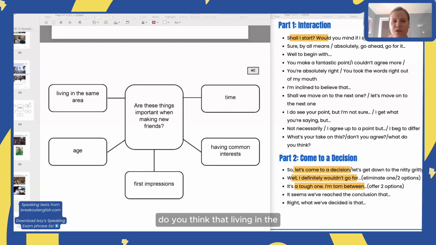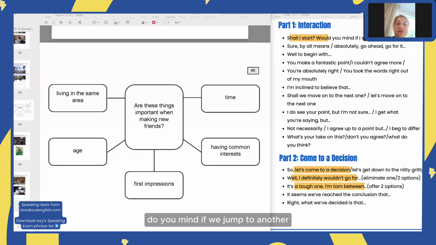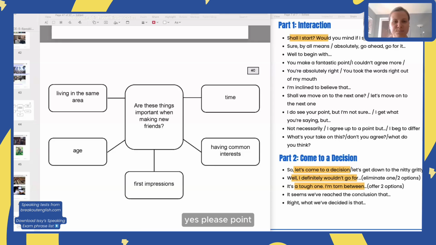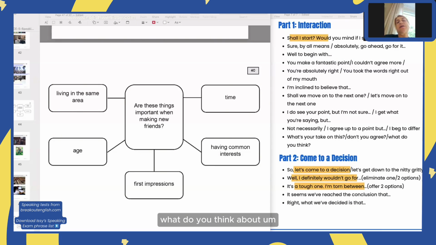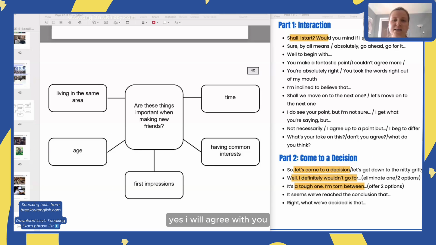Do you think that living in the... Do you mind if we jump to another point? Yes, please. What do you think about living in the same area, because I think it would really help that you see each other on a regular basis, compared to when your friend lives in another country? Yes. What do you think?